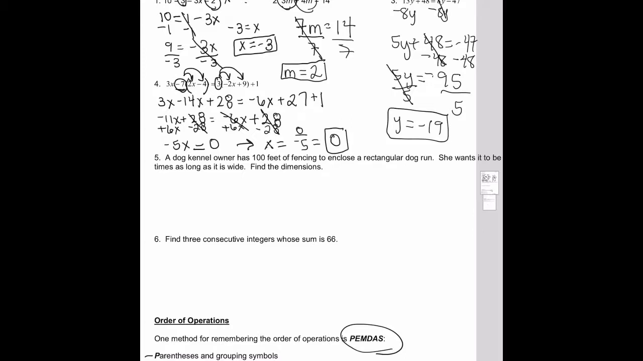Okay, number 5, a dog kennel owner has 100 feet of fencing.